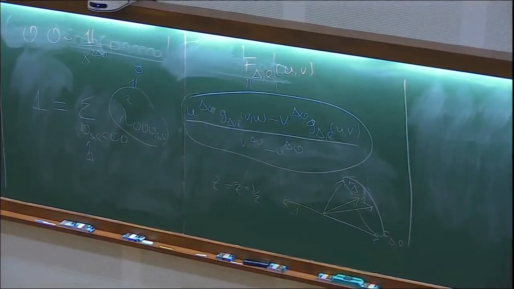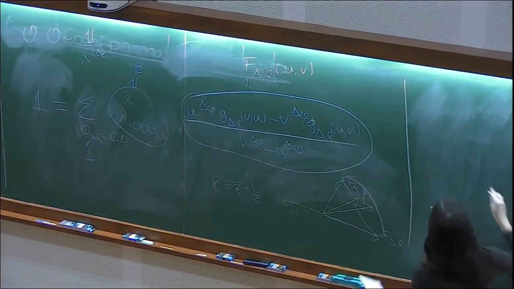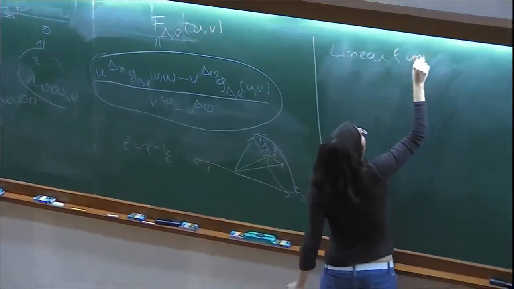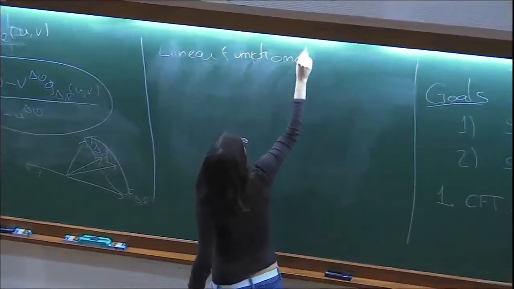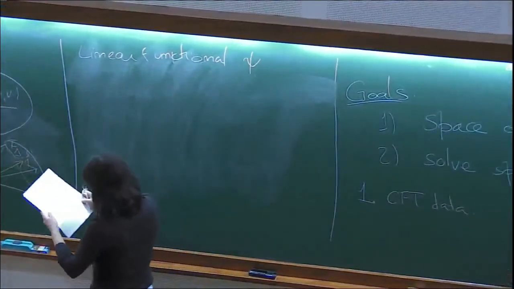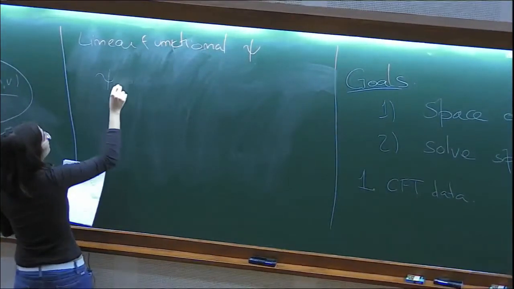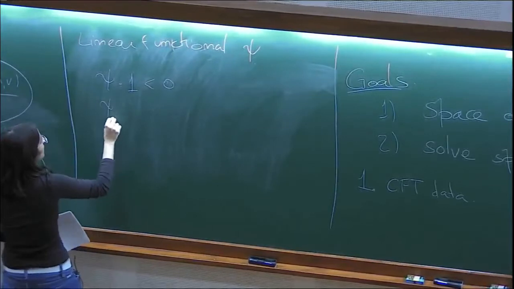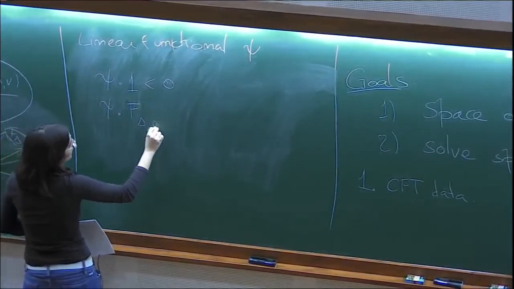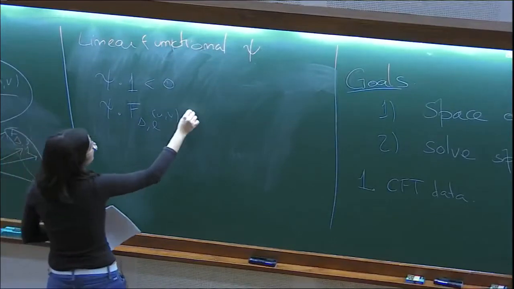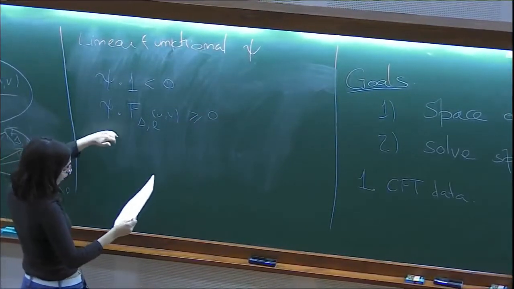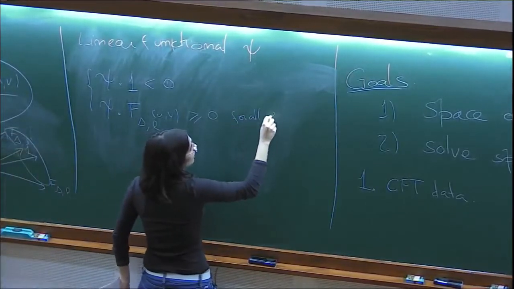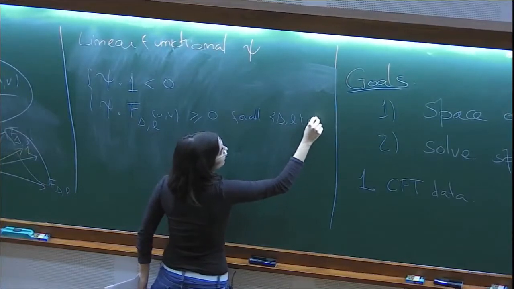So in other words, let me search for a linear functional, let me call it psi, such that the linear functional applied on 1, on the left-hand side of the equation, is negative, and the linear functional applied on this f delta, L is greater or equal to 0 for all the dimensions in our trial spectrum.